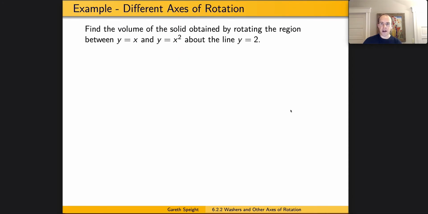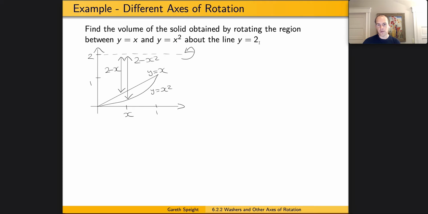Okay, so the next thing to think about is what if instead we're rotating around an axis which is different to the x or y-axis. So in all the previous examples, we rotated around the x-axis or around the y-axis. So let's say we're rotating around the line y equals 2.